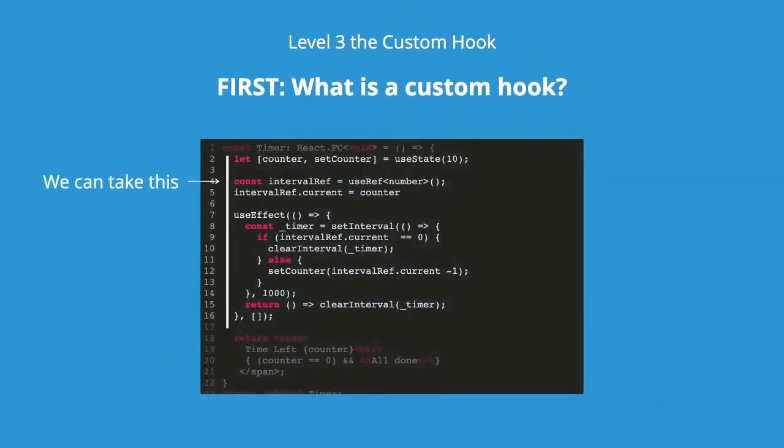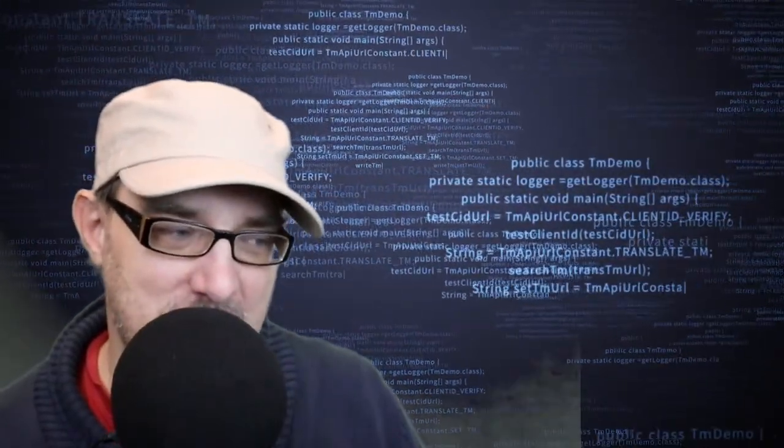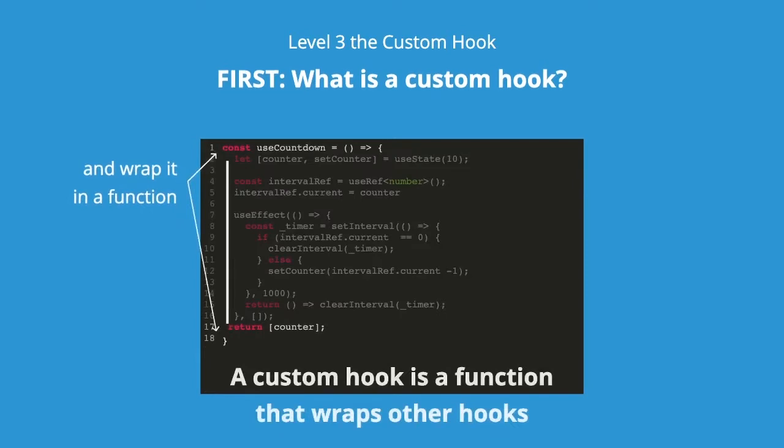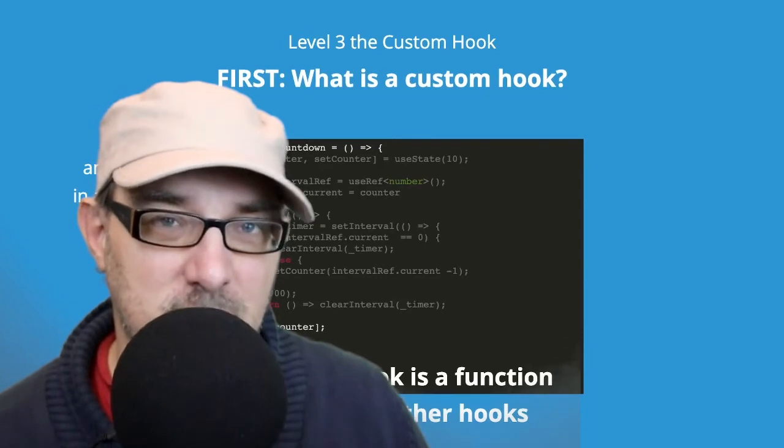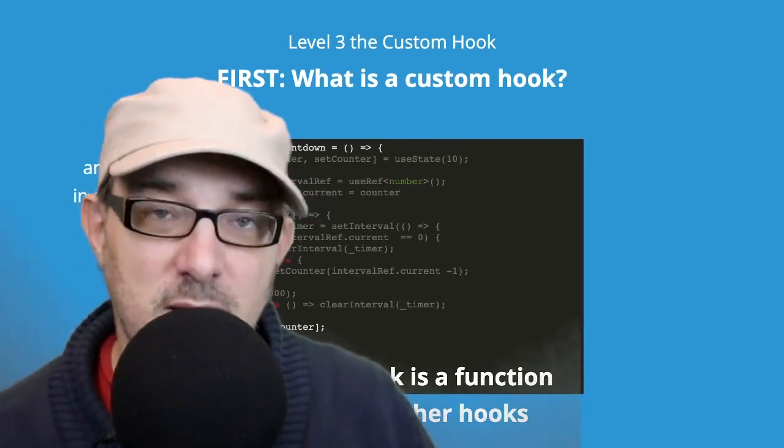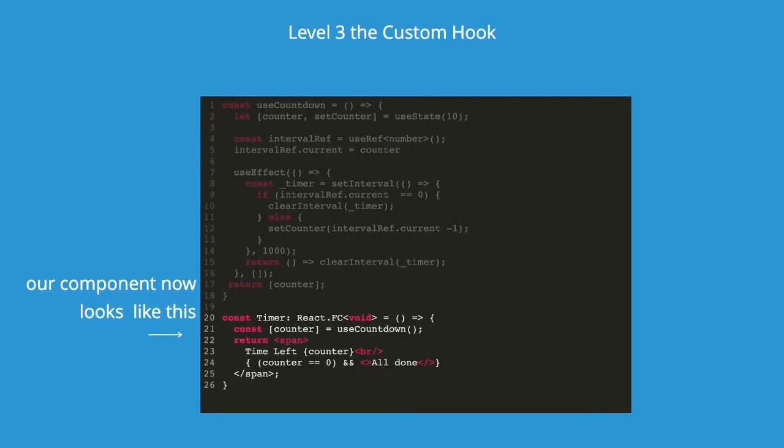So before we go into that though, what is a custom hook? Well, let's look at our code here. Let's take all this code, all this logic that manages the timeout, the countdown, and let's wrap it in a function. Let's create a function called useCountdown, which simply returns all that logic. And that, my friends, is a custom hook. A custom hook is a function that wraps other hooks. Pretty simple.